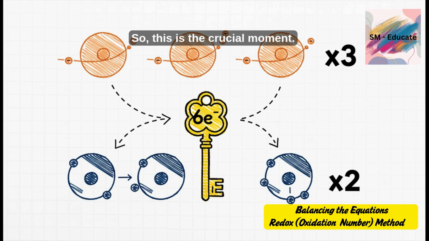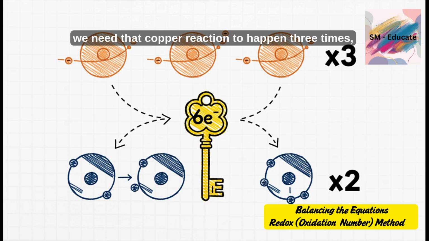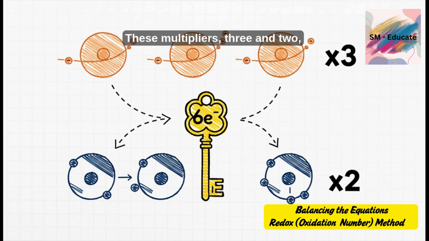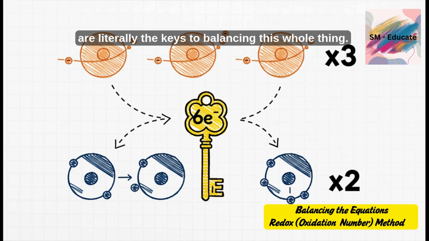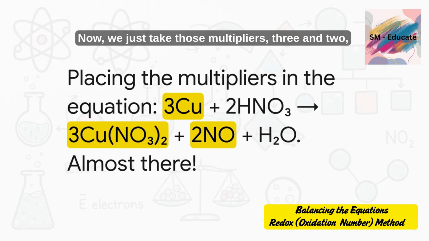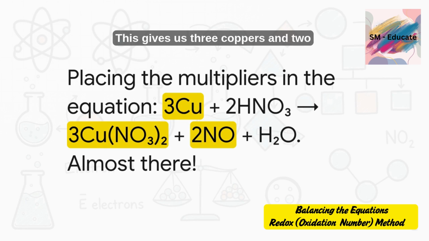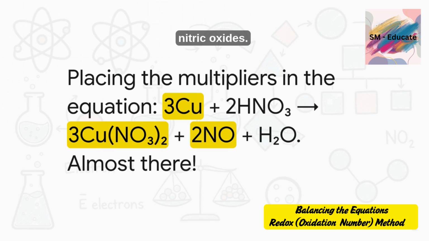So this is the crucial moment. To get to 6 electrons, we need that copper reaction to happen 3 times, and we need the nitrogen reaction to happen twice. These multipliers, 3 and 2, are literally the keys to balancing this whole thing. Now, we just take those multipliers, 3 and 2, and we pop them into the equation as coefficients in front of the molecules that are doing the electron swap. This gives us 3 coppers and 2 nitric oxides.